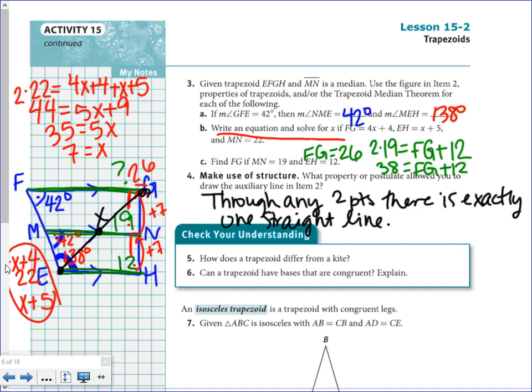So through any 2 points, there's exactly one straight line. That's what allowed us to draw that line. Anytime you have 2 points, you can always draw a line between them.